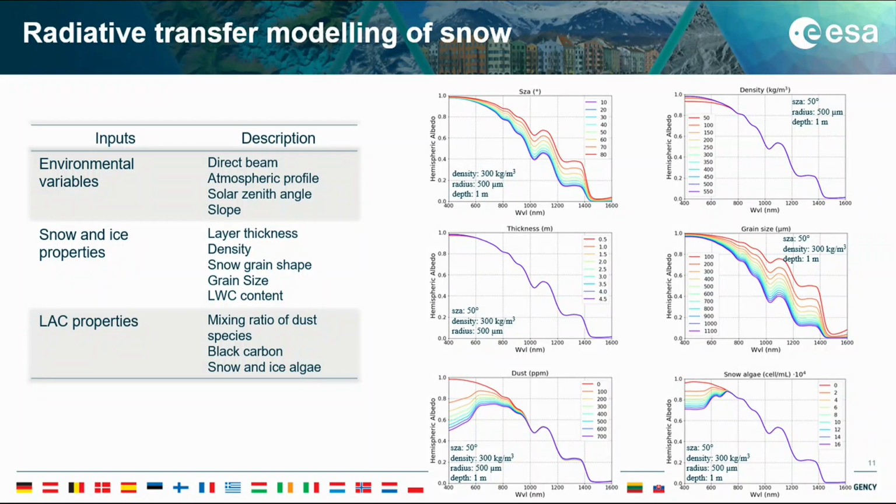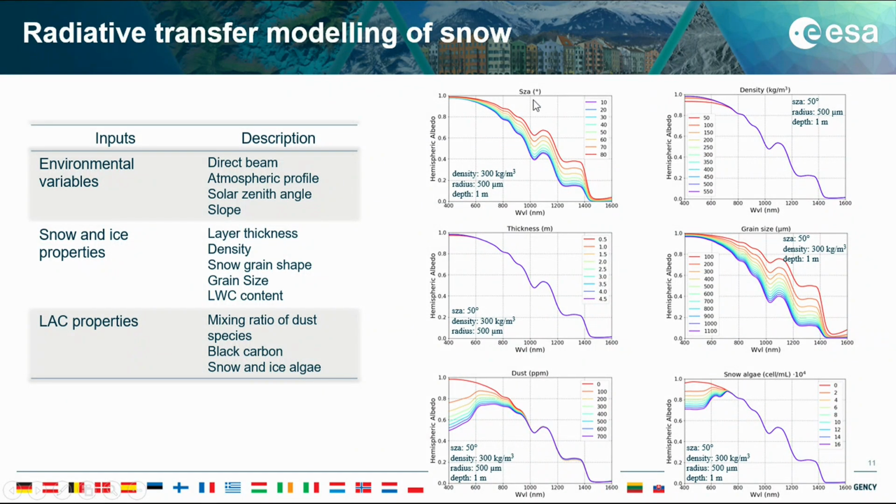At least I am. So how can we model this kind of spectral behavior? I don't know what you learned about this in the previous lecture, but there are radiative transfer models that allow us to simulate the spectral reflectance or the spectral albedo of snow and ice, changing some parameters. So in the exercise, we will try to simulate some sampled snow properties, and we will try to develop your own retrieval algorithm for getting, for example, the grain size or the impurity concentration. You see here, for example, the impact of solar zenith angle.